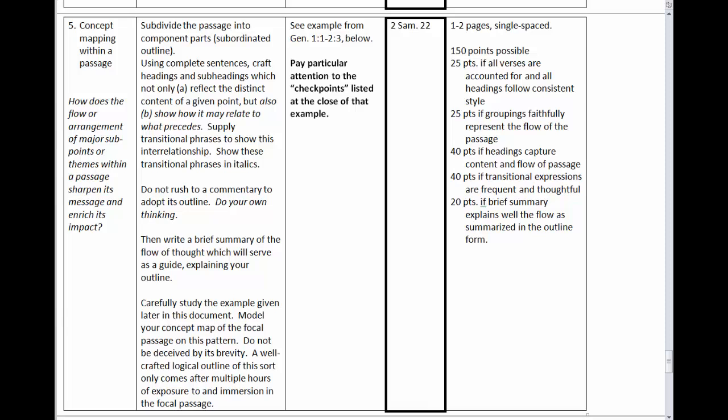After explaining the steps, we'll walk through a sample. The sample will be taken from the early chapters of Genesis, and this will lead to you carrying out the same assignment. Your focal passage will be 2 Samuel 22. In the far right column, you can see the points available and the various subcategories where points will be awarded. Let's go then to the instructions in the second column on the left.